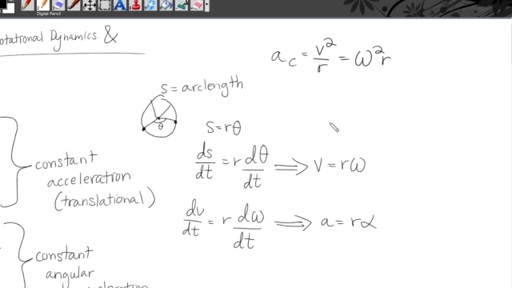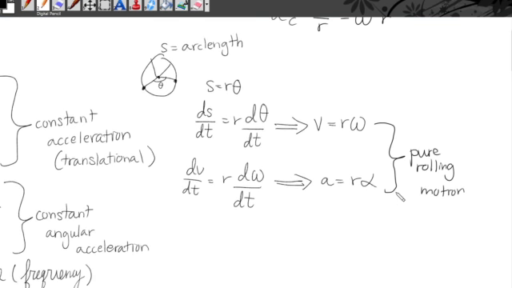Also, there's another thing that's important to note. This only works in pure rolling motion, because with things like wheels, there are three types of motion: translational, pure rolling, and a combination of the two. I'll talk about this later in this video. But for now, I'm going to move on to an interesting concept known as moment of inertia. Just keep in mind that these three equations, s equals r theta and v equals r omega, only work in pure rolling motion.